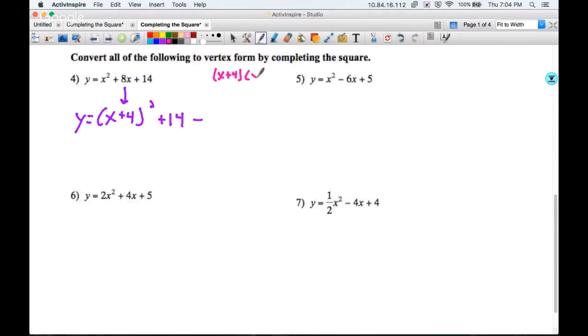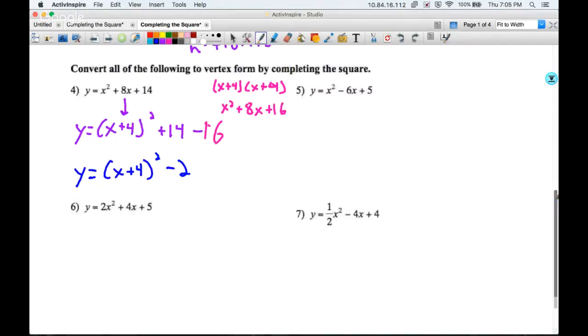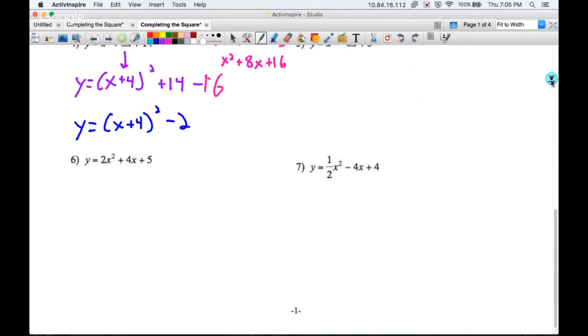(x plus 4) times (x plus 4) is going to get us x squared plus 8x plus 16. So we've got to subtract away a 16 to get rid of our extra. That gives us a final answer of y equals (x plus 4) squared minus 2. Let me actually do number 7. 7's got a fractional a value. That might present some new challenges.